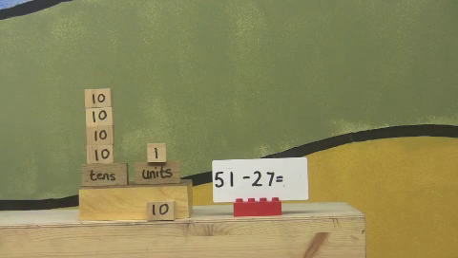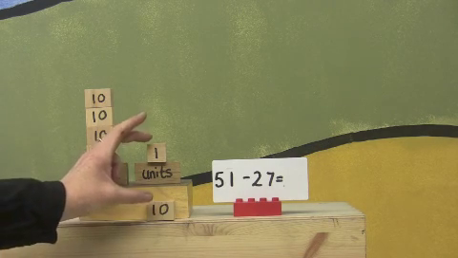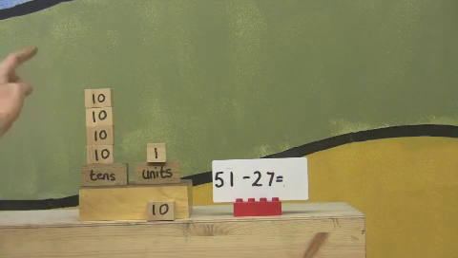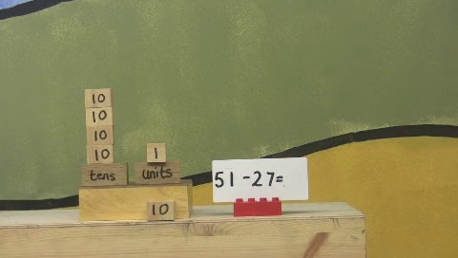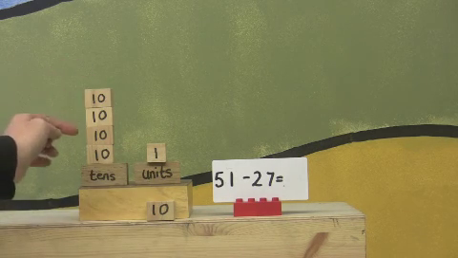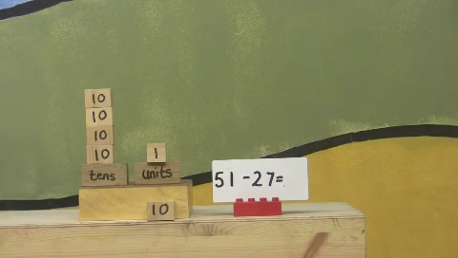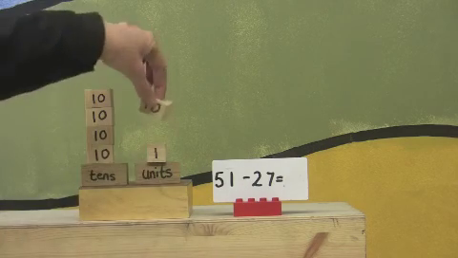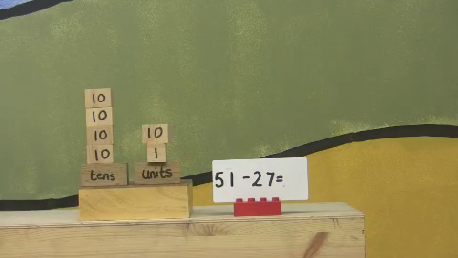Now I've got 11 units and 4 tens. 1, 2, 3, 4. All I've done is moved a 10 across. 10, 20, 30, 40, 50, 1. I've still got the same number altogether. I've just used the 10 to make the sum more simple. So now I have 11 units. I can take 7 away.